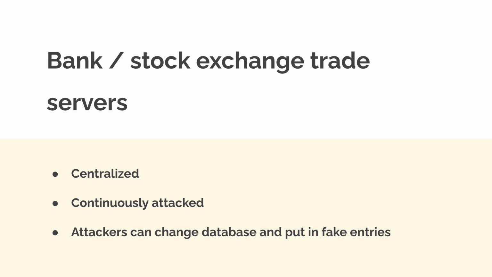Bank or stock exchange trade servers are centralized. So this is the traditional way to send money, bonds, or shares. They are continuously attacked, and attackers can change the database and put in fake entries. So the bank or the stock exchange, although we're relying on it, is prone to risk. There are also many other cons, such as it's slow to do trades, and there's a limited time if it's the stock market. And there's this middle party: I can't send my money directly to you. I have to go through my bank, or I have to go through the stock exchange. So the blockchain fixes that problem.